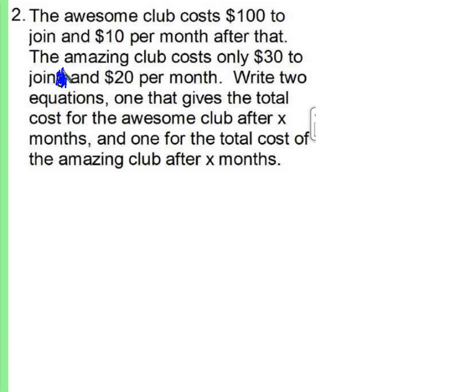Write two equations, one that gives the total cost. So when I say gives the total cost, I mean cost equals some expression. And when I ask for the other one, I mean cost equals this expression. So the cost of the Awesome Club, that's A, and for the Amazing Club, that's M.